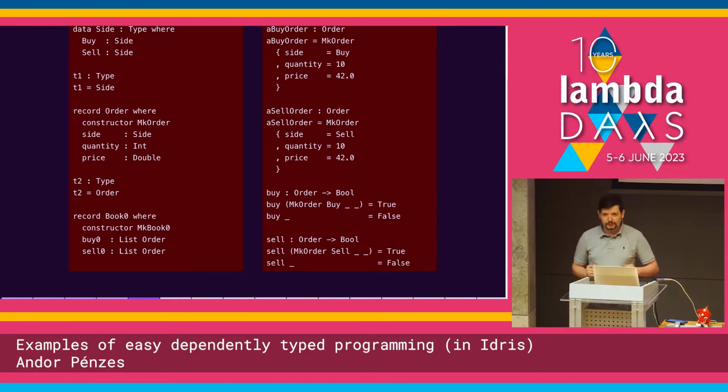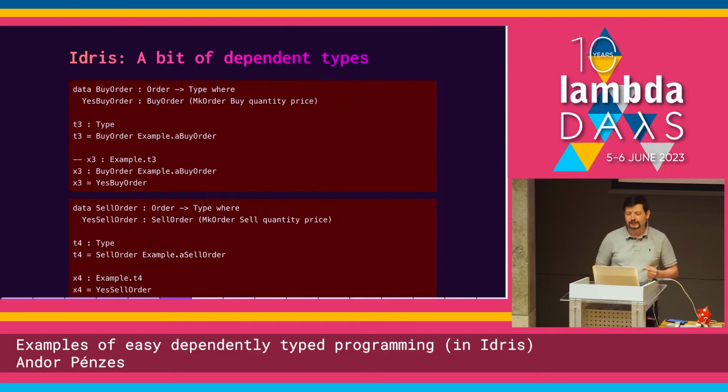But with dependent types, we can push this predicate idea a little bit further. Because with a dependent type, I can formalize that an order was a buy order. So if I do the pattern match, I'm creating this type, which is a buy order, indexed by this order itself, and I can only create this yes buy order constructor if I had a buy order.